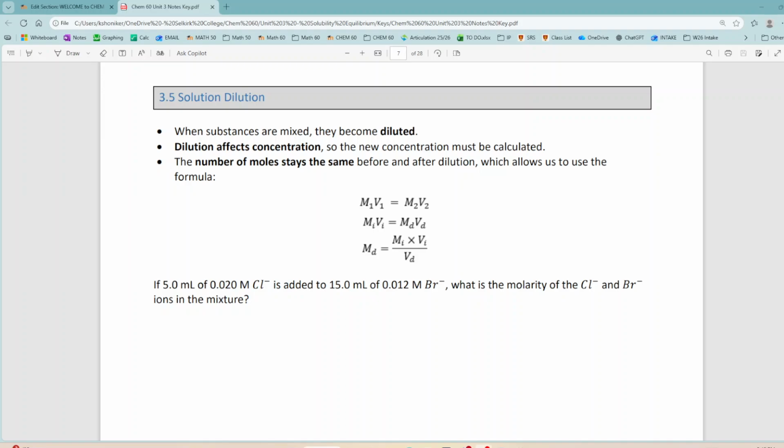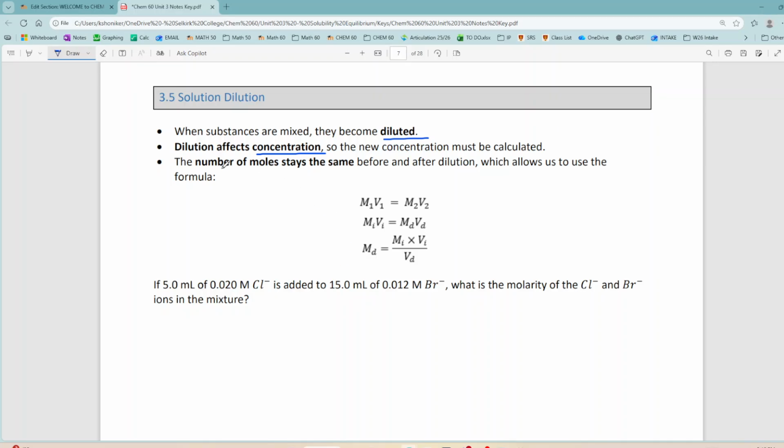All right, so now what we're going to do is build up. We've talked about how to find the molar solubility or the concentration of different ions in solution. Now we're going to add on the idea that substances can be mixed. When you want a reaction to occur, you have to put two substances together, but they're both coming within liquids. So they are increasing the volume and becoming diluted. Dilution affects concentration because you have a new volume. So you must calculate a new concentration.